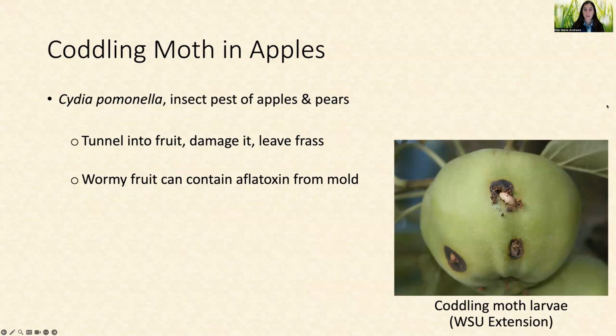So moving on to codling moth in apples as another example, this is an insect pest that affects apples and pears and walnuts as well. But codling moths tunnel into fruit and damage it and leave frass, as you can see in this photo here. And wormy fruit, unfortunately, can contain aflatoxin from the mold that occurs there. And aflatoxin is a dangerous human health risk. So that's something to be aware of.